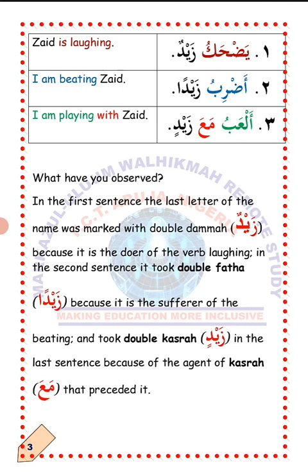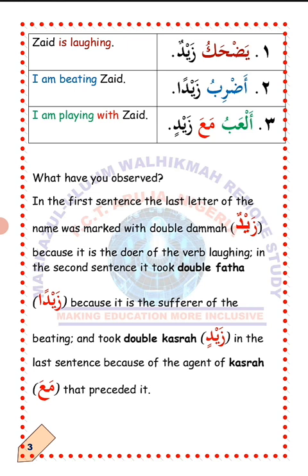To make it easier, any name that comes after a verb in Arabic, the last letter of the name must take Dhamma, either single Dhamma or double Dhamma. Just like Yadhaku Zaidun. Yadhak is the verb, and Zaidun is the name appearing after the verb. So the last letter must take Dhamma because it is the doer of the action.